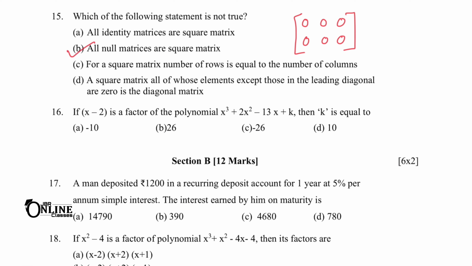For a square matrix, the number of rows is equal to the number of columns. Yes, definitely. A square matrix whose elements except those in the leading diagonal are 0 is a diagonal matrix. Yes, definitely, it's true. Now the last one.